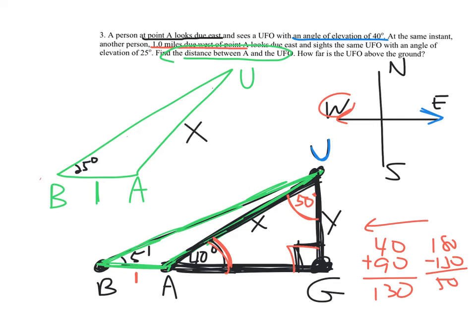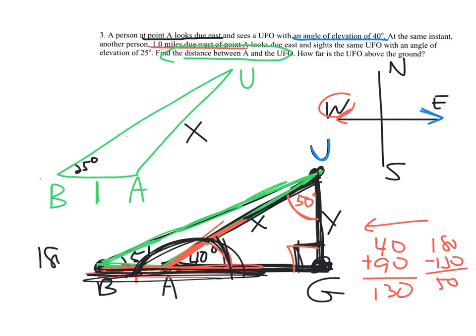Now, do I know anything else in this green triangle? And the answer is yes. I know that this line segment below, these two angles, 40 and this obtuse angle, form a straight line. So they have to add up to 180. So if I go 180 minus 40, I know this angle of the green triangle is 140 degrees, because this 140 and the 40 degrees in that black triangle have to add up to 180. So I'm going to be using this green triangle to solve for X.